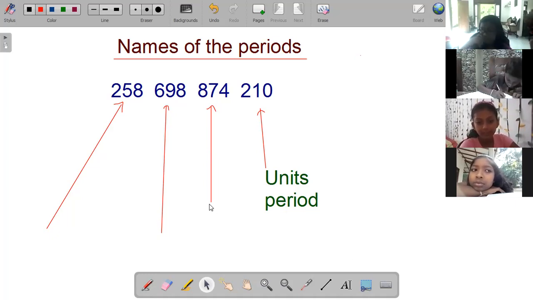Before the units period we called thousands period, right?